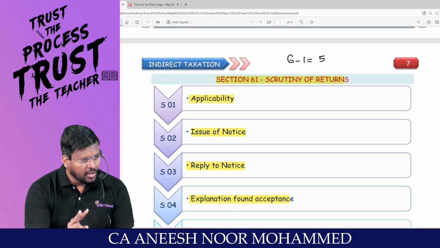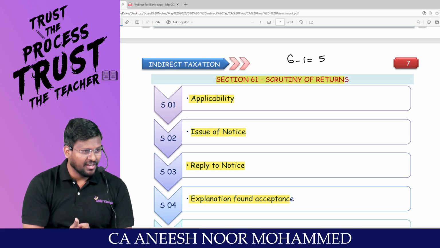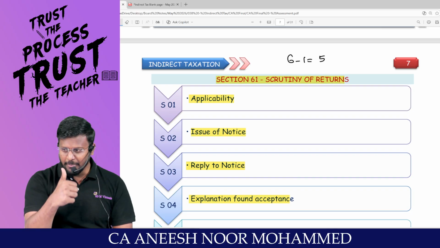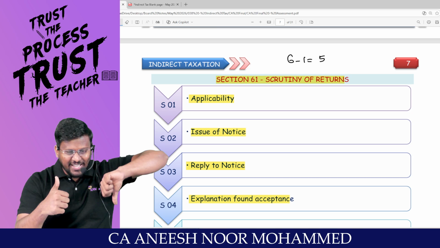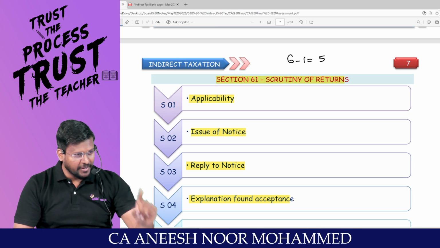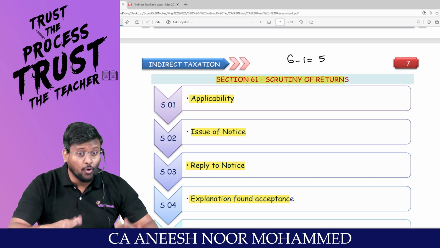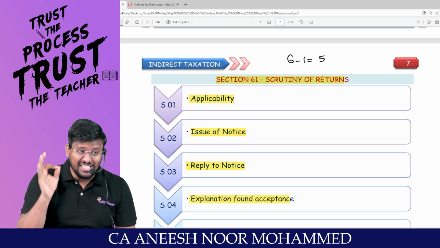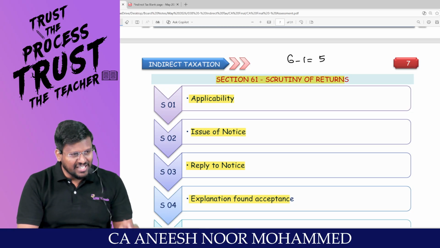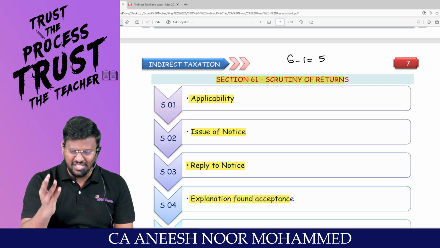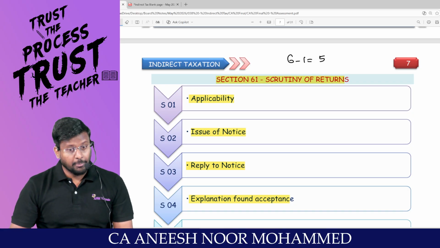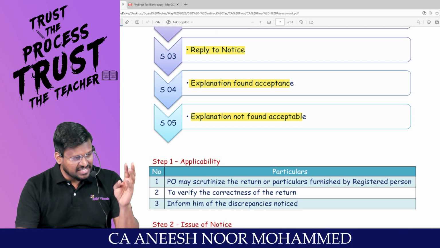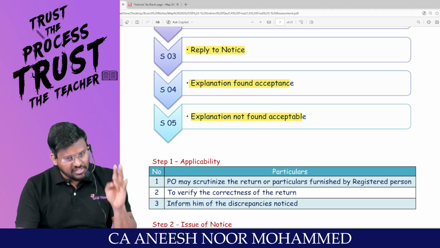Step number 2, issue of notice. Step number 3, reply to the notice. Step number 4, explanation found acceptable. Step number 5, explanation not found acceptable. If explanation is not found acceptable, then further action: audit under section 65, special audit under section 66, inspection, search and seizure under section 67, proceedings under section 60, 73, 74, 74A.